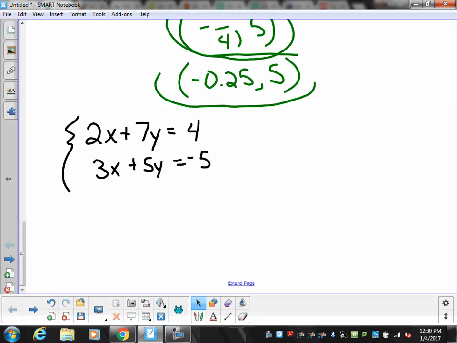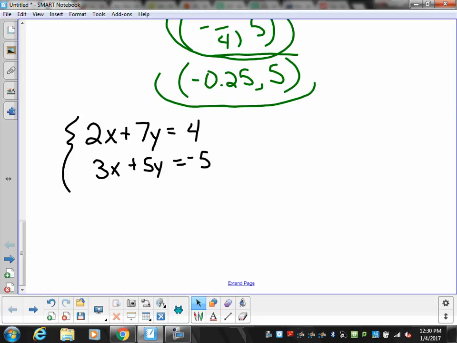What did we have to have to use elimination? Had to have opposite coefficients on one of the variables, and we don't have that on either one of them. Okay? The good thing about math is that you can always multiply an entire equation by a constant, which is just a number, and it's still equal. It's still true.